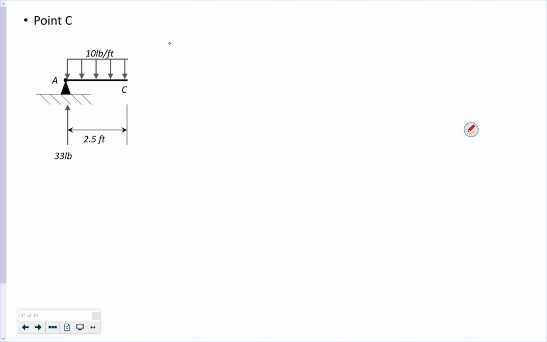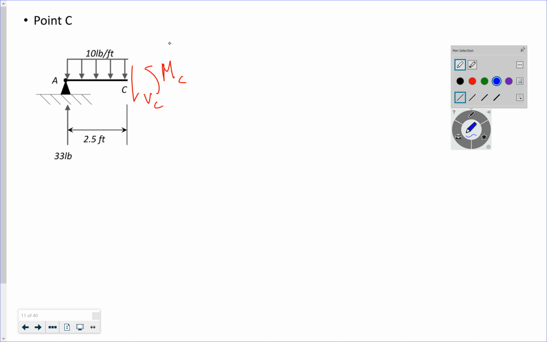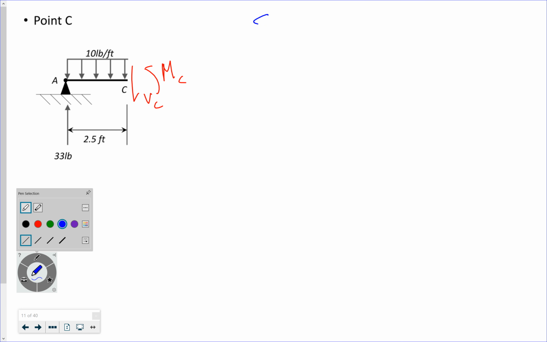So let's see. I have C. I have my reaction going up. I have my distributed load. And then I have my shear at C and my moment at C. And I'm going to solve for my internal loadings the same exact way we already did it, right? Sum of the forces in y, positive.